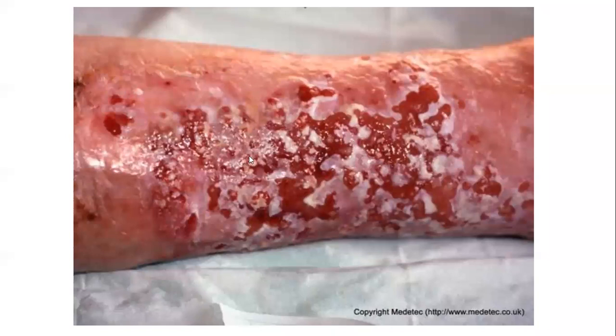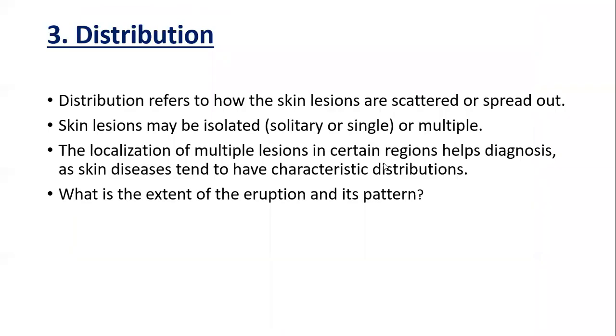So this is erosions as well as maceration. So the skin is eroded here as well as macerated.